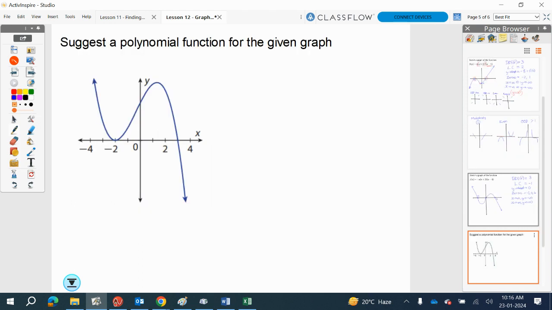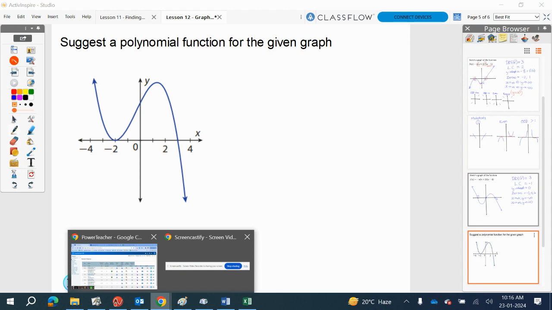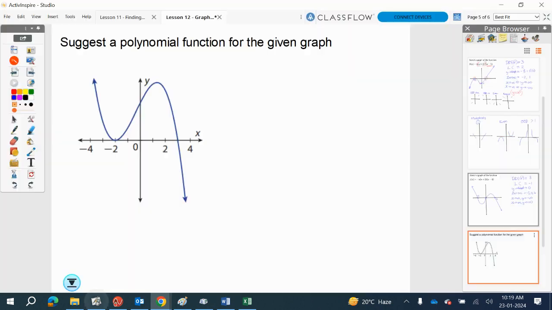All right, let's have a go at this one. All right, let's have a look at the answer. Here is the question. It says suggest, so you can use any lead coefficient you want. I'm going to generalize it a little bit more. So we're going to get f of x is equal to k bracket x plus 2 with a multiplicity of 2, bracket x minus 3, where k is less than 0.